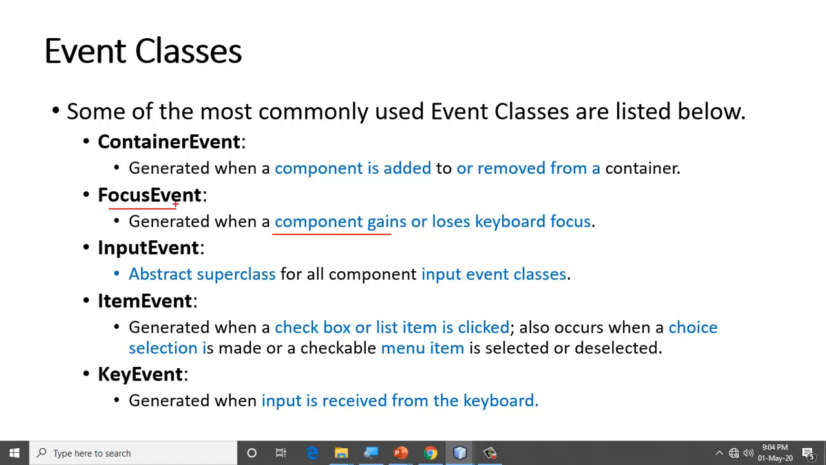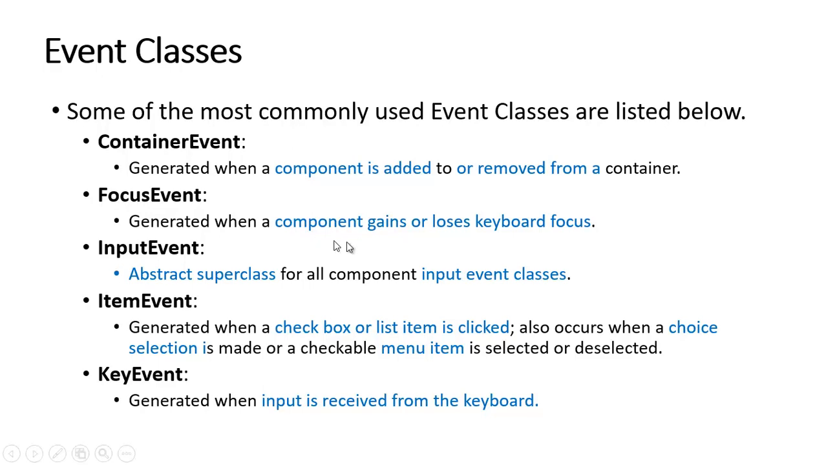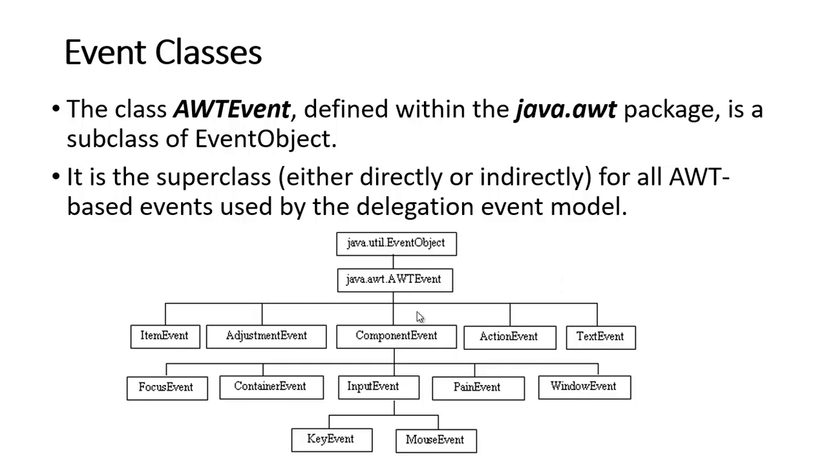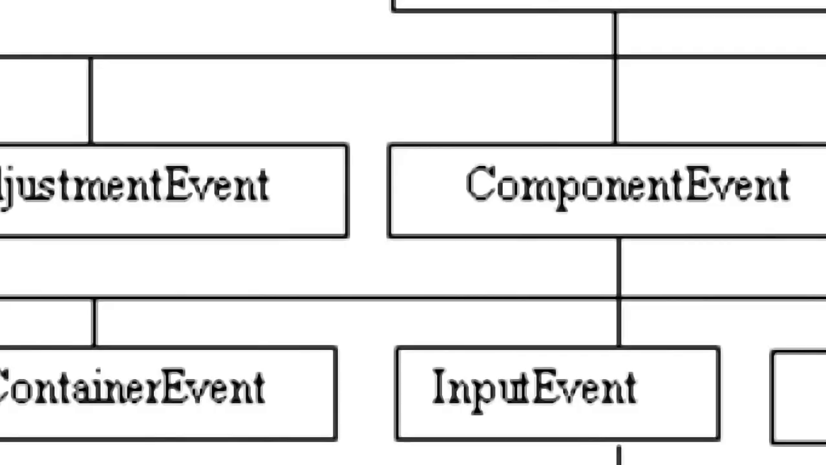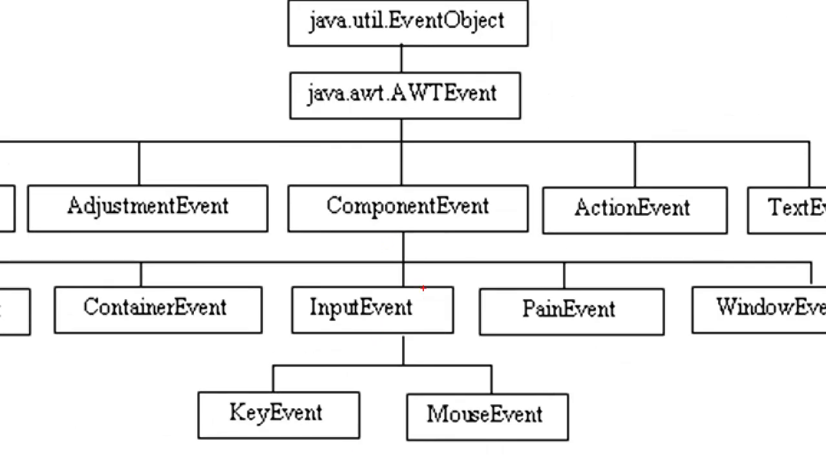The next one is the input event. You must notice one thing. I'll take you to the previous slide over here. If you notice at this junction, you have this input event. From the input event, there are two events which are generated. One is the key event and the other one is the mouse event. Both are derived from the input event. So the input event is not directly used. Instead, we use the key event or mouse event.